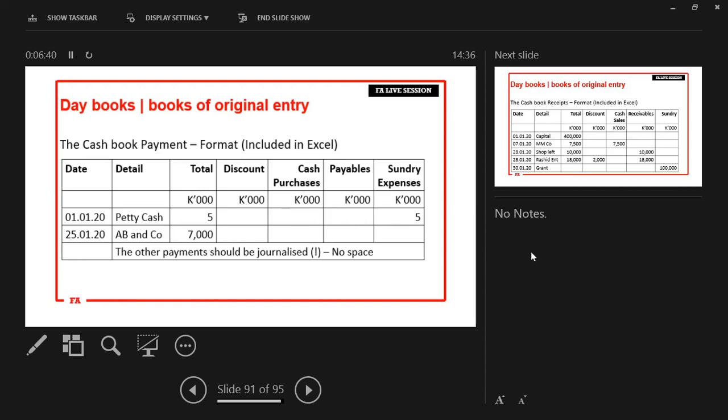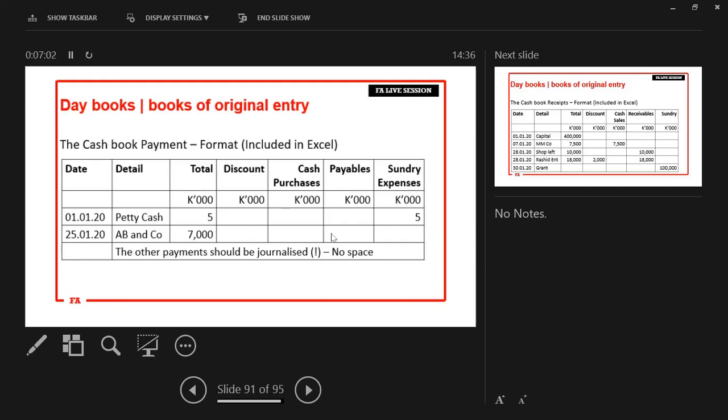Then there's the cash book, okay? The monies that you received from your clients. You've got the cash book. In fact, this one is a payment. You were paying who? You paid AB and Company, right? Yes, you paid AB and Company.